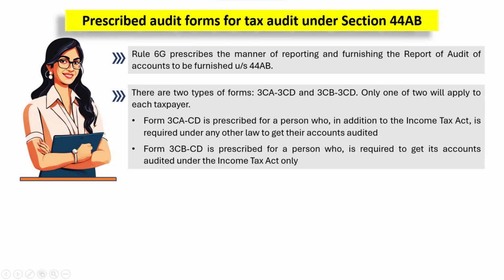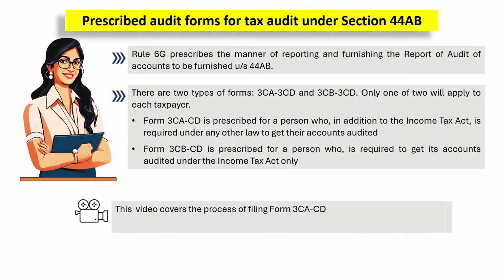Form 3CA 3CD is prescribed for a person who, in addition to the Income Tax Act, is required under any other law to have their accounts audited. Form 3CB 3CD is prescribed for a person who is required to get its accounts audited only under the Income Tax Act. This video covers the process of filing Form 3CA 3CD.